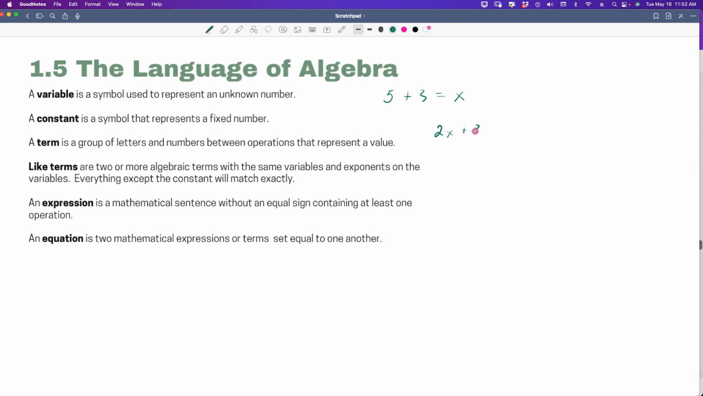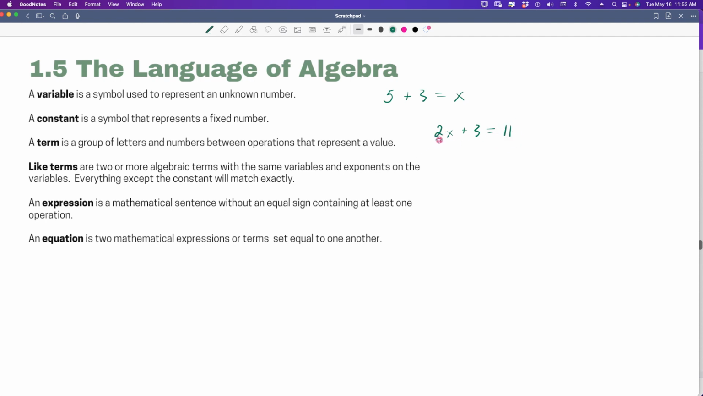2x plus 3 is equal to, let us say, 11. This is a term as well. This is simply saying 2 times some unknown number plus 3 is equal to 11. So you have 1, 2, 3 terms here. This number by itself is a constant. This number by itself is a constant.